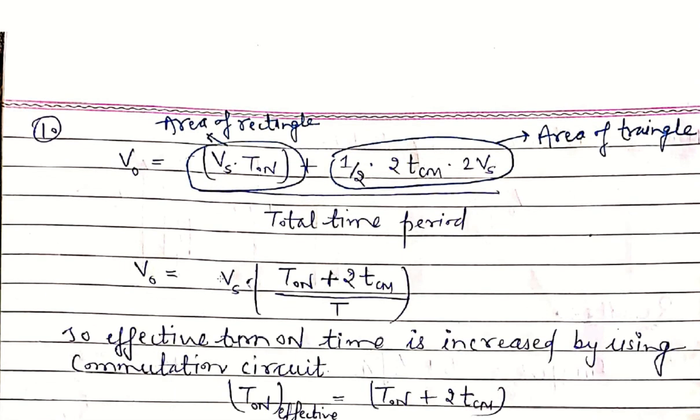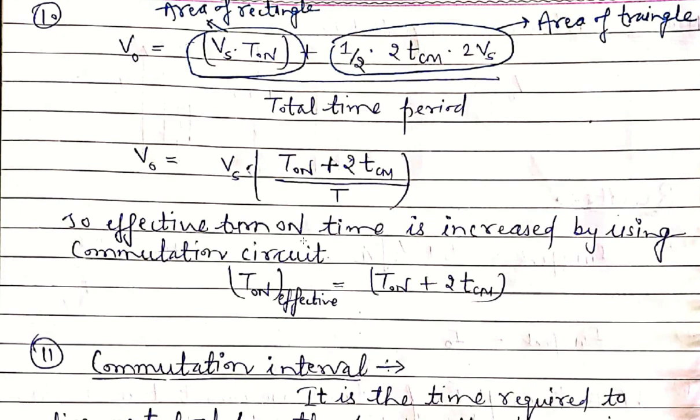we further calculate this Vs into T on. If you want to calculate, we can take the common term Vs outside, and T on plus 2 TCM will be there, divided by T. And so this expression is similar to the case of the step down chopper. So output voltage will be equal to alpha times Vs. So this technique will be applied to the step down chopper.